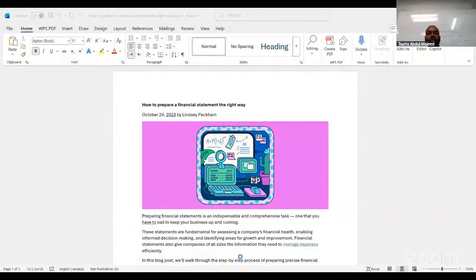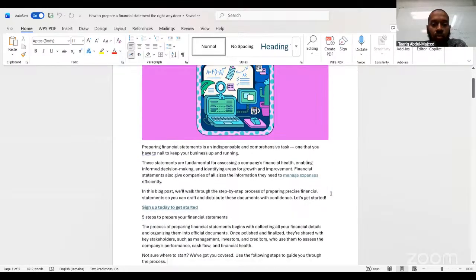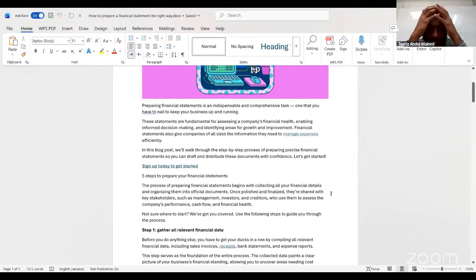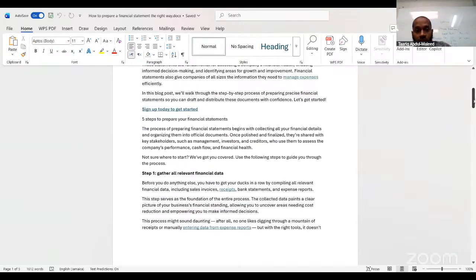All right, so based on Lindsay now, Lindsay basically said, this is how you should prepare financial statements the right way. And some very good points are actually in it in terms of the setup. She mentioned that yes, preparing the FS is a very comprehensive task and you need to know how to do it in order to keep your business up and running. Now, there are 5 steps that were given in terms of getting started in preparing financial statements.